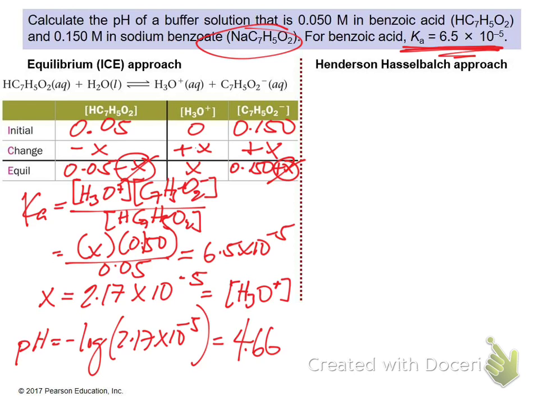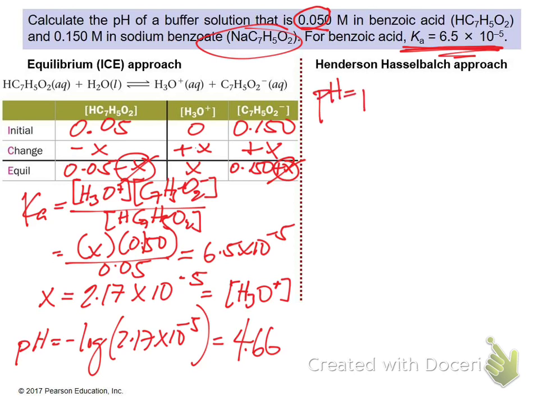Or you can just simply use the Henderson-Hasselbalch approach. But first, the condition has to be met. The condition is that the Ka value has to be 100 times less than the concentrations. You can see that the concentration of the benzoic acid here is 0.05, and so if you divide 0.05 by the Ka value, it's at least 100 times greater. And so yes, we can use the Henderson-Hasselbalch approach, or the equation for it.